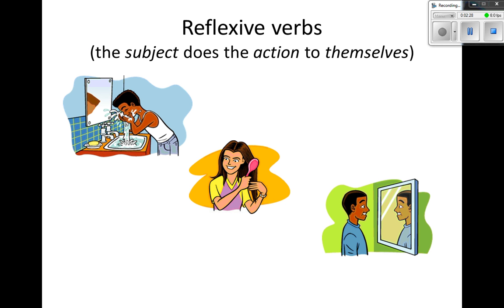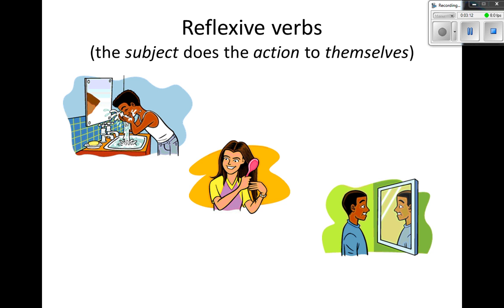So in all three examples, Federico se lava, tú te cepillas, yo me miro, the subject is doing the action to themselves. Federico washes himself. You brush your own hair. I look at myself in the mirror. So that, in a nutshell, is what a reflexive verb is. A reflexive verb is a verb that shows the subject doing the action to themselves. Okay, that was important, so I'm going to say it again. A reflexive verb is a verb that shows that the subject is doing the action to themselves.